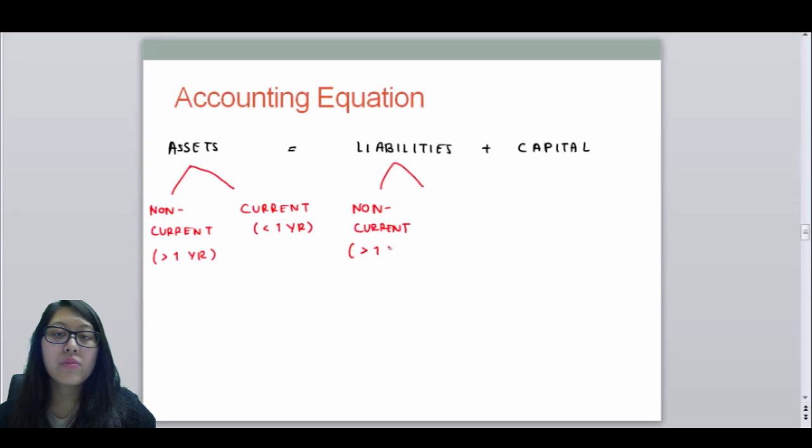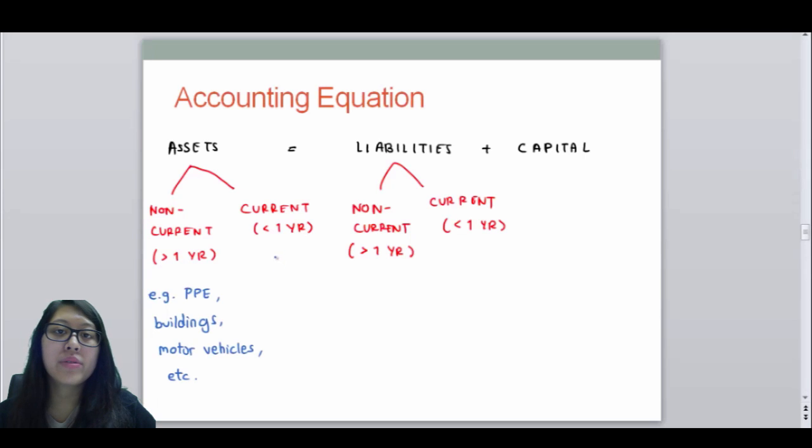So again, non-current means more than 1 year, and current means less than 1 year. So let's talk about examples. An example of a non-current asset would be something that the company can own or control for more than a year. Common examples could be property, plant, and equipment, buildings that the company has bought for itself, not for trading purposes, motor vehicles also used for the business, and so on. It could also include land, for example.